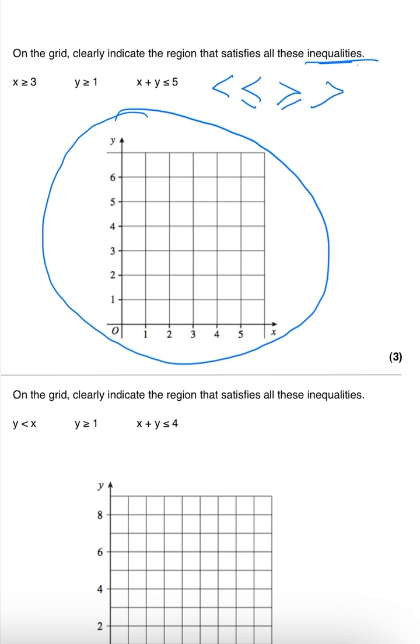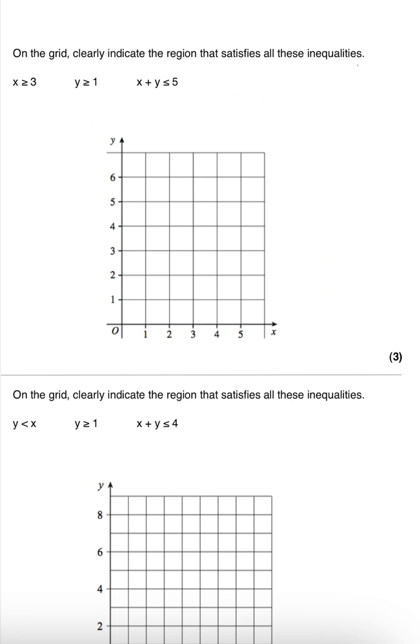And because it's on a graph, we have to plot the area that applies to certain conditions. In this case, we have 3 conditions to meet, and what we also have to do, when it says clearly indicate the region, it means shade the unwanted region, and I'll show you what that means in just a minute.